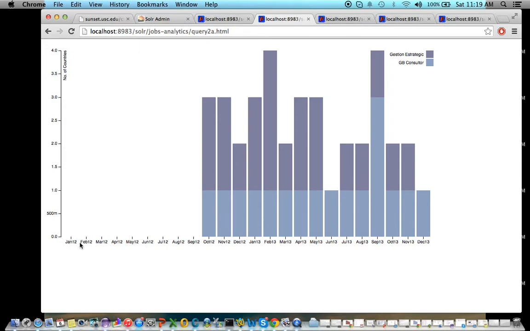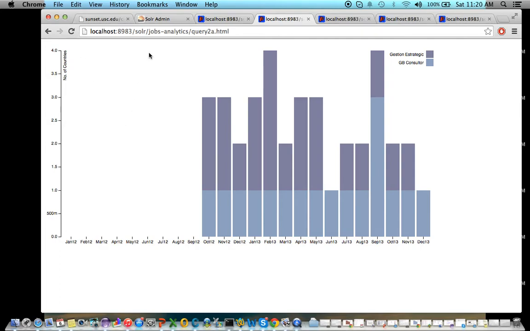We have used stacked column graphs by D3 to view the results. The y-axis represents the number of jobs and the x-axis represents the time period. The stacks represent the various companies. We can see, for example, the company GB Consultor goes from being present in one country to 4 countries. By observing this graph, we can conclude that the market presence of companies grows over time geographically.